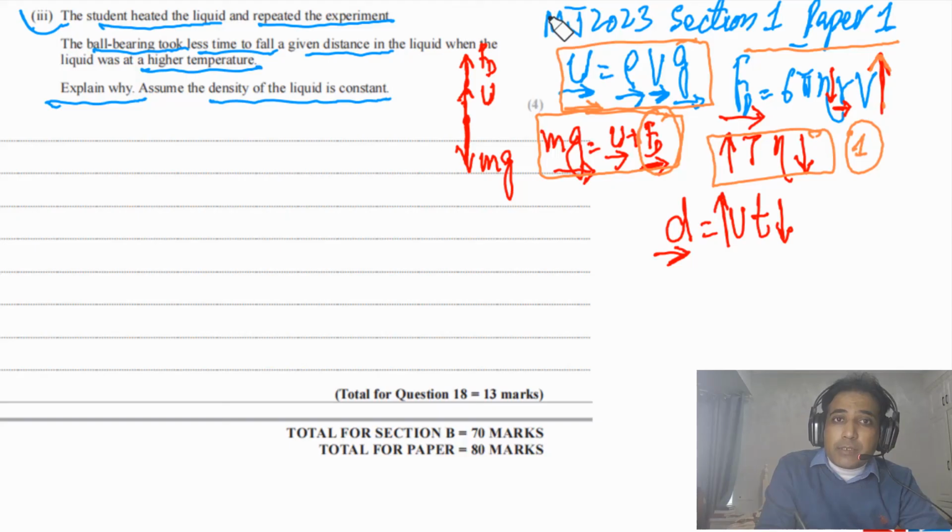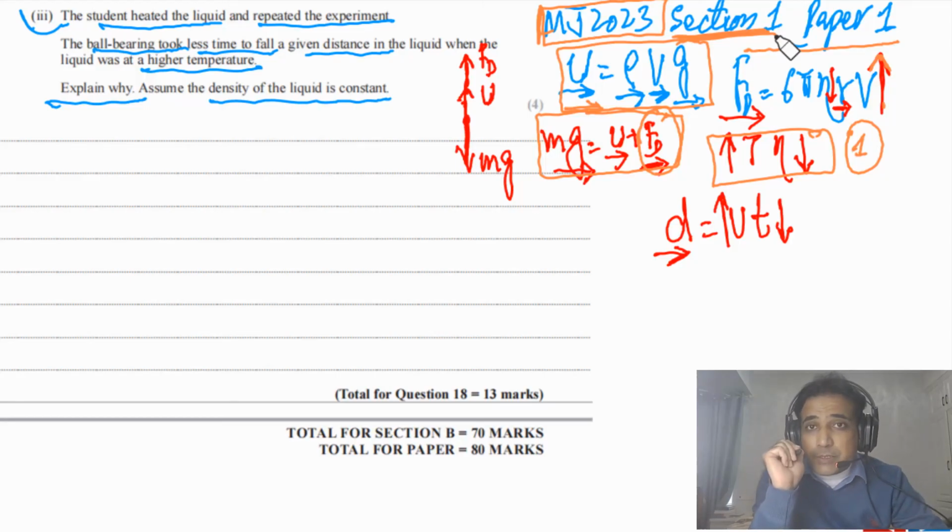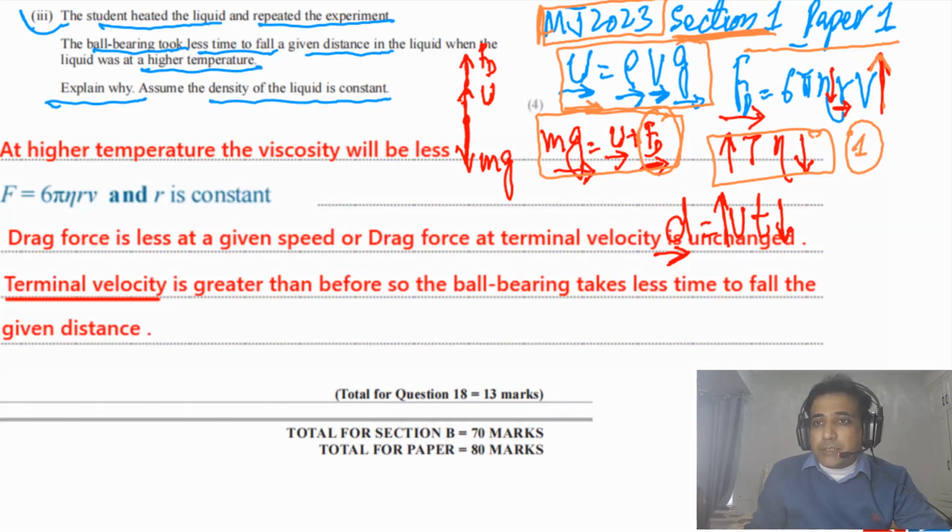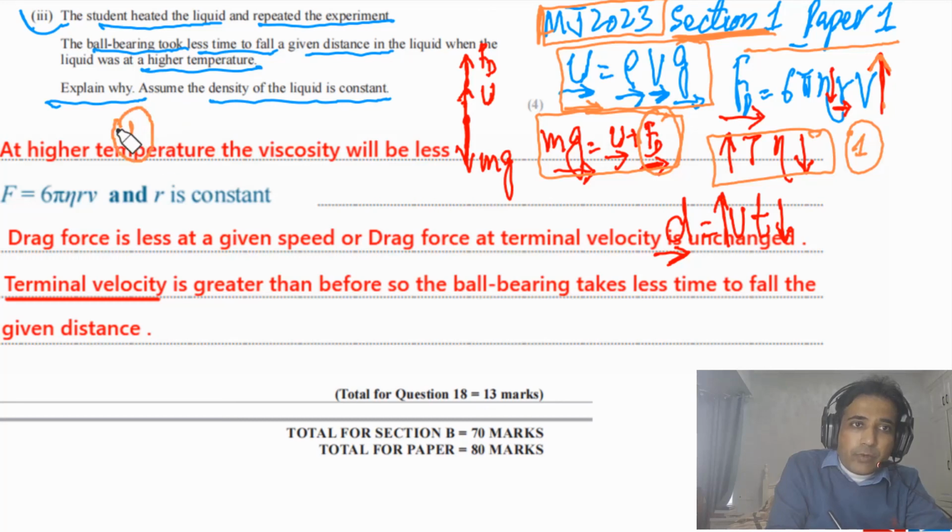You can also check this paper and look at the question again in section 1. I hope this one is clear to you. Let me show you the answer, how you can write down your final answer. In your answer, you can mention these points. If you write one point, you will get 1 mark. This question has a total of 4 marks.